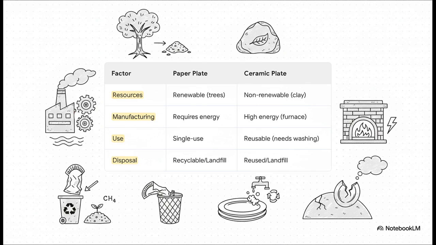But here's where it gets really interesting, the use phase. Paper is single-use, which means more waste. Ceramic is reusable, but every time you wash it, that's more energy and more water down the drain. And finally, disposal. Paper can rot and produce methane, a nasty greenhouse gas, in landfills. Ceramic plates last a long time, but eventually they also end up as landfill waste. As you can see, it's not a simple case of one being good and the other being bad.